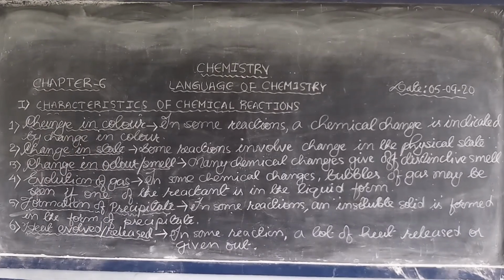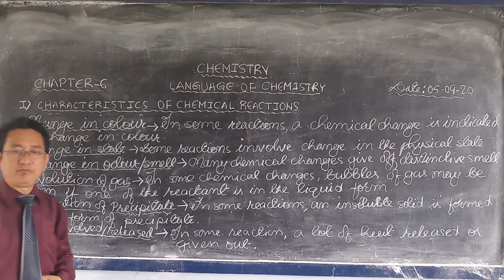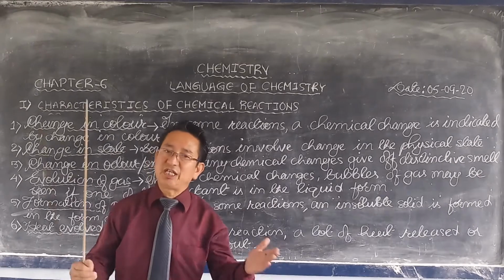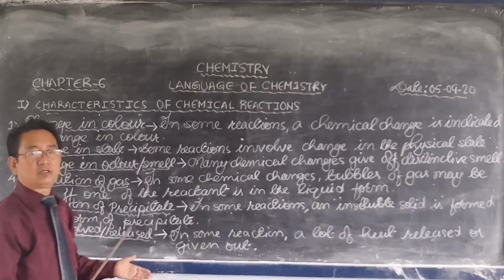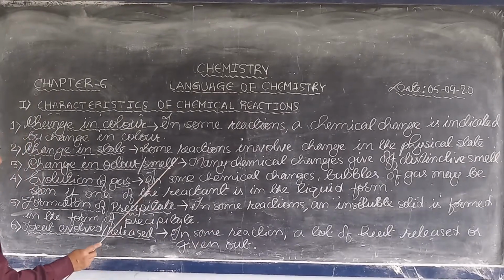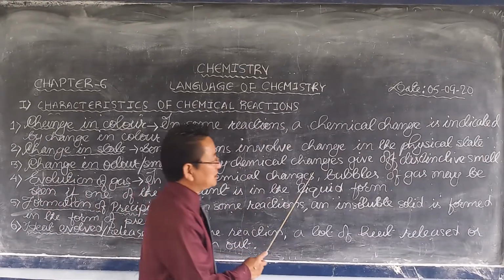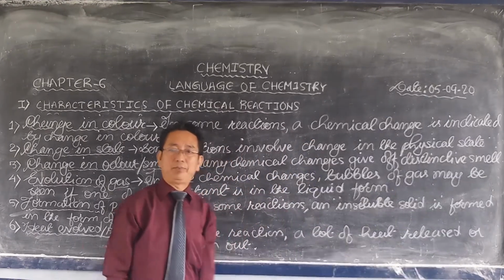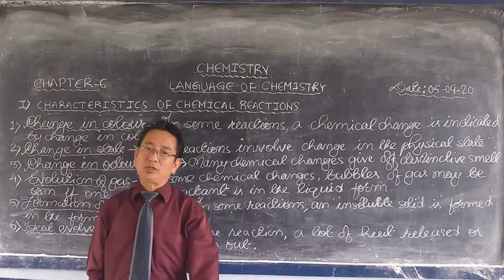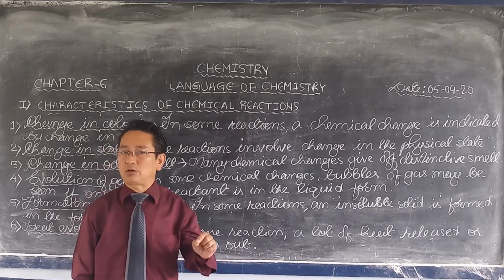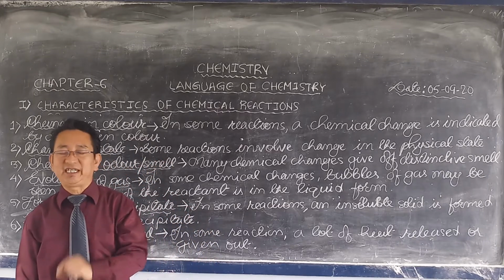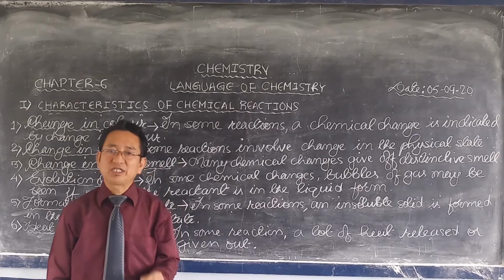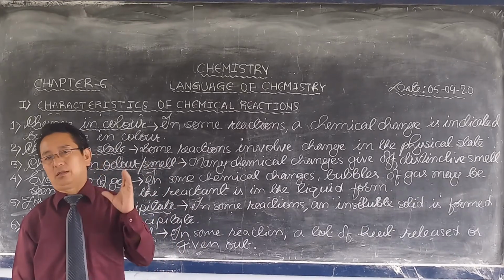Now next here, change in odor or smell. In some chemical reactions, a chemical change is indicated by change in odor or smell. As you can see here, many chemical reactions give off a distinctive smell. For example, when you add dilute acid to a sulfide salt, a gas is evolved which has a rotten egg smell.